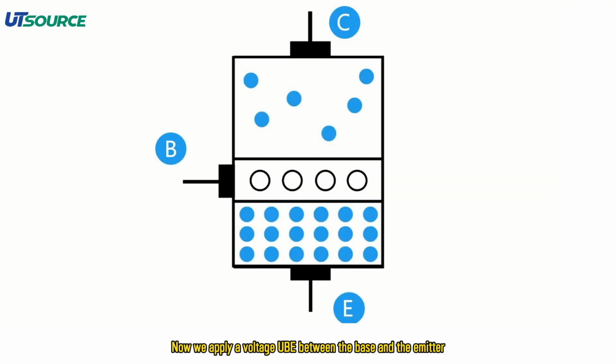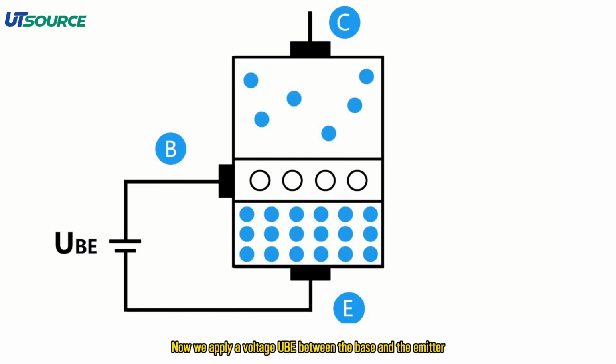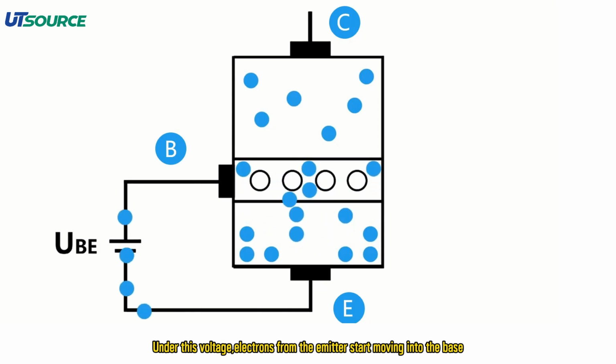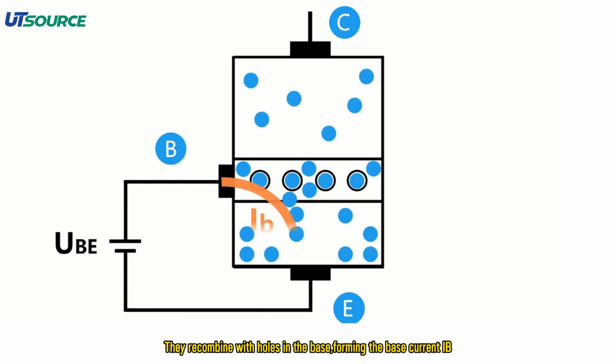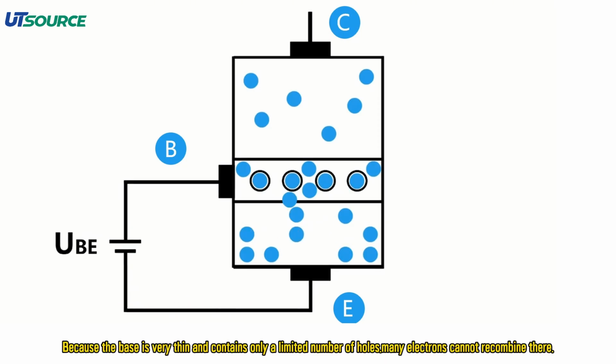Now we apply a voltage U between the base and the emitter. Under this voltage, electrons from the emitter start moving into the base. They recombine with holes in the base, forming the base current IB. Because the base is very thin and contains only a limited number of holes, many electrons cannot recombine there.